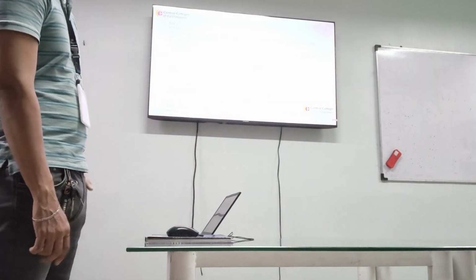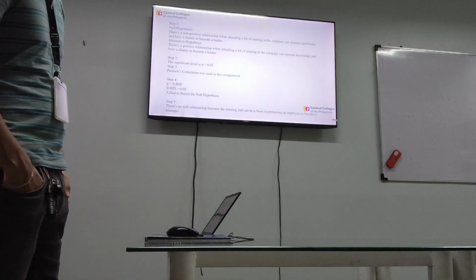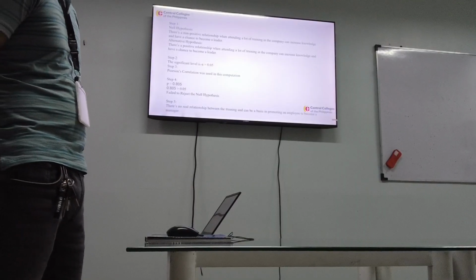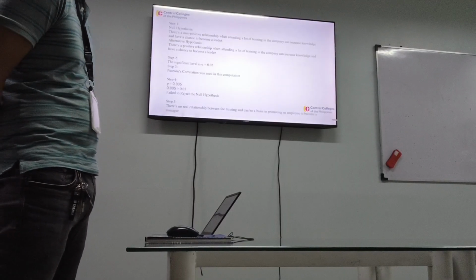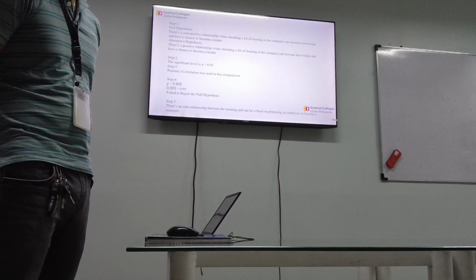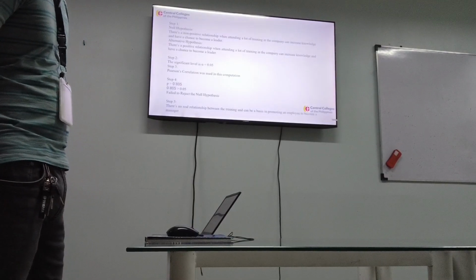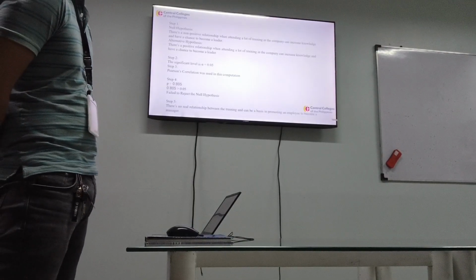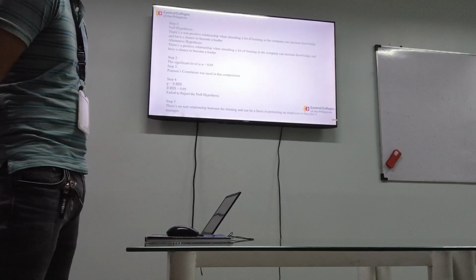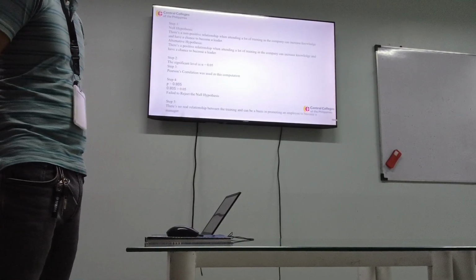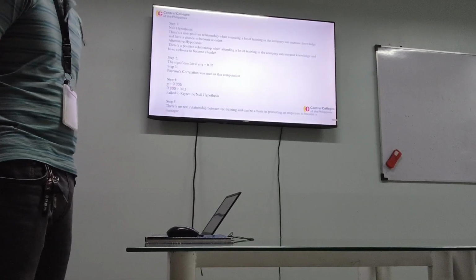And then, step number 1, null hypothesis. There's a non-positive relationship when attending a lot of training in the company. Can increase knowledge and have a chance to become a leader. So the alternative is there's a positive relationship when attending a lot of training in the company. Can increase knowledge and have a chance to become a leader. So significance level, the same, is 0.05. Correlation was used in this computation.